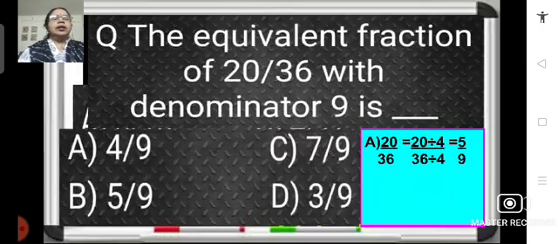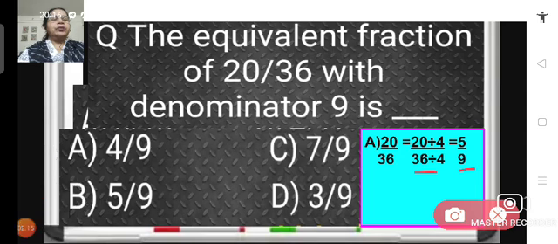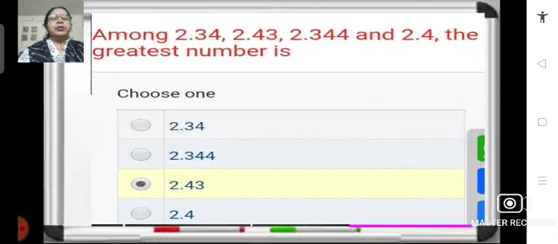Next problem. The equivalent fraction of 20 upon 36 with denominator 9 is dash. So, what we have to do? We have to find an equivalent fraction of 20 upon 36 where we have the denominator as 9. So, how do we get denominator 9? We divide 36 by 4, then we get the denominator 9, isn't it? So, we divide the numerator also by 4. What do we get? We get 5 upon 9. So, 5 upon 9 is the correct answer. So, option B is the correct answer. Let's move on to the next problem.